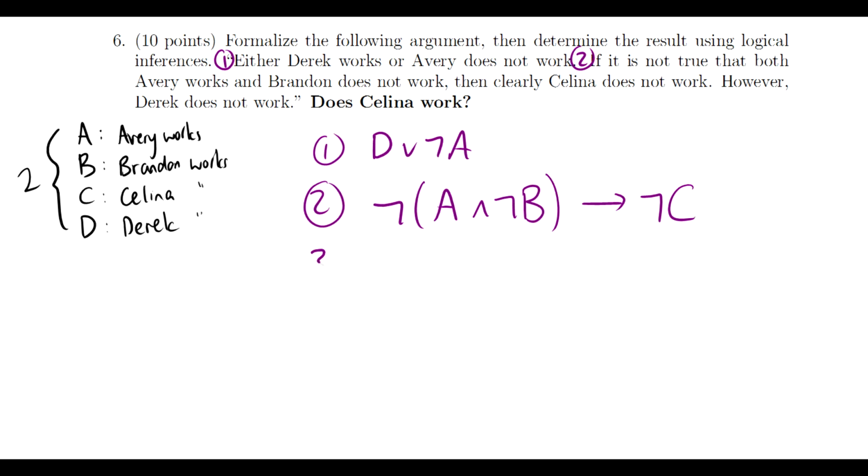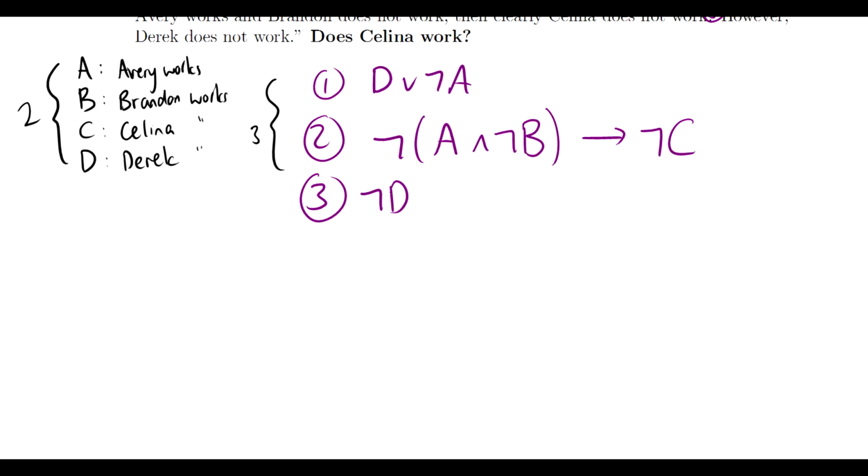And then for number 3 here, we have Derek does not work, so we have not D. So this right here would be 3 points to make sure you got the sentence right. Okay, and the next, we have to do some logical reasoning here. So we have to conclude something about Selena.